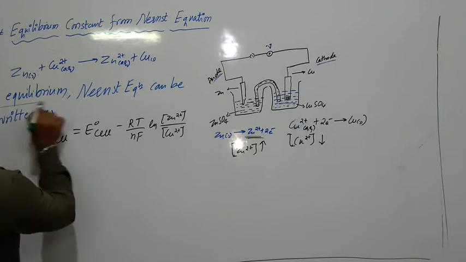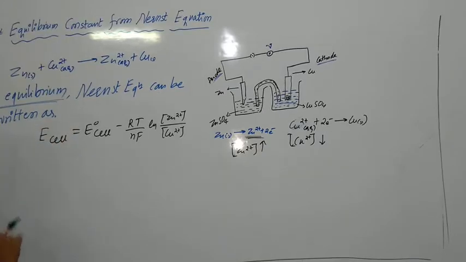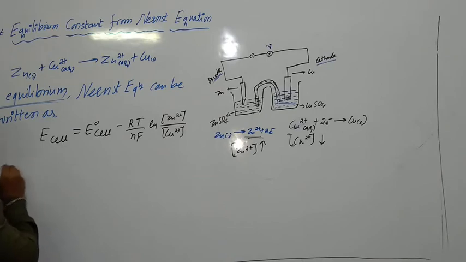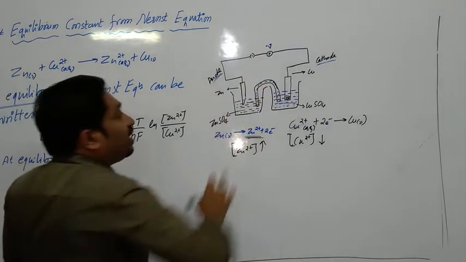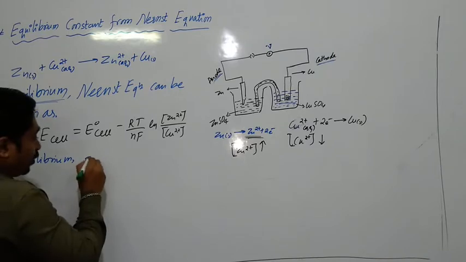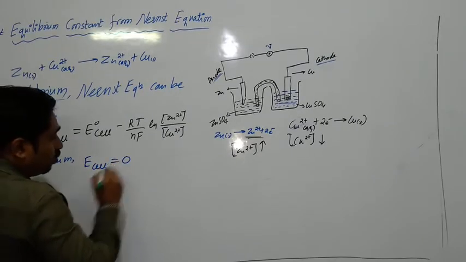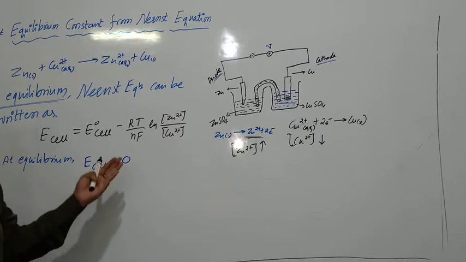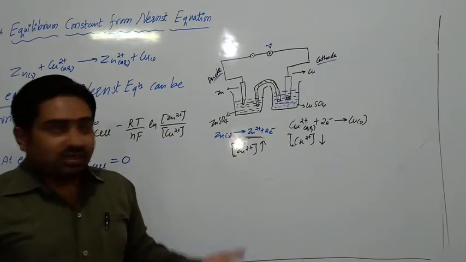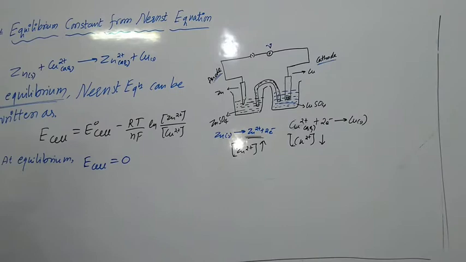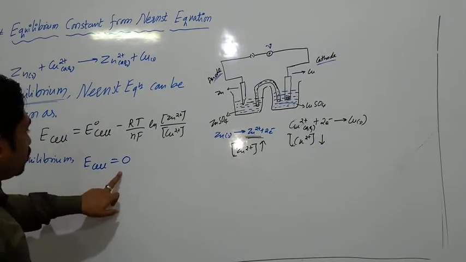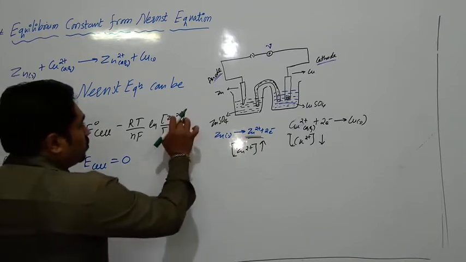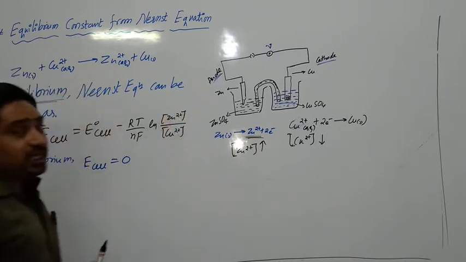So at equilibrium what happens? When the system attains equilibrium, what about potential? At equilibrium, the cell potential becomes equal to 0. There is no potential difference in the cell. The voltmeter does not show any deflection, so that remains constant, that is equal to 0. Then what about the concentration of Zn2+ and Cu2+ ion at equilibrium?